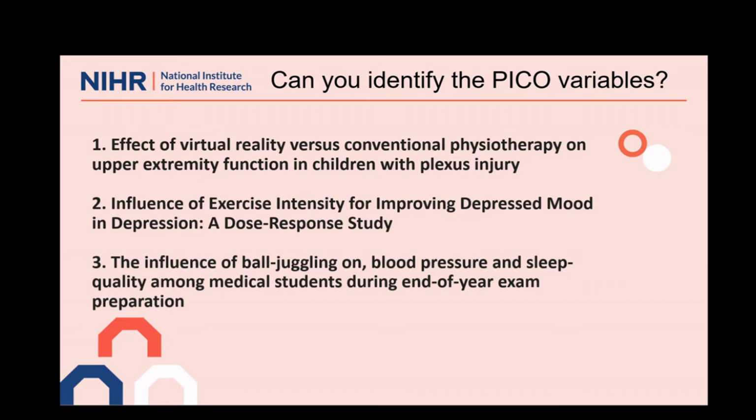So there is one on here. I think there's a comparator, but it's a bit of a test for you to identify it, and then what outcome were they measuring. So if you have a look through these particular questions or titles, the idea is you can pull out the PICO variables. So if you want to have a go at that, then type it into the question bar.